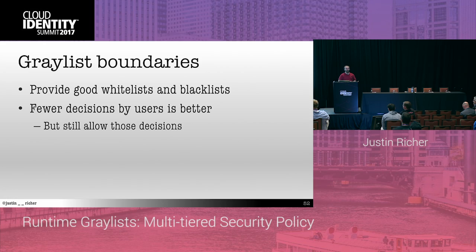Now, gray lists are predicated, just like the whitelist, on decent boundaries, on defining a good whitelist and a good blacklist, because the fewer things that you have to ask a user about, probably the better you can do, because that means your world is better defined. Your world is probably better understood if you have more of it modeled out. But anything that is not modeled and fully understood still gets dropped into that gray list where somebody can make a runtime decision.